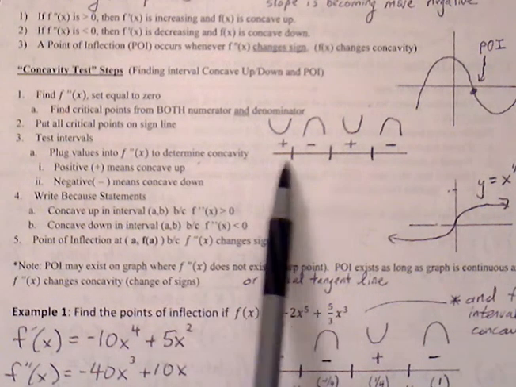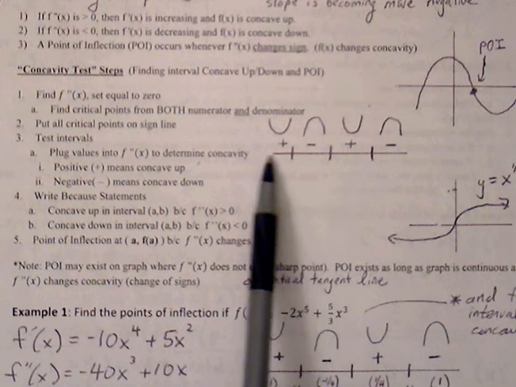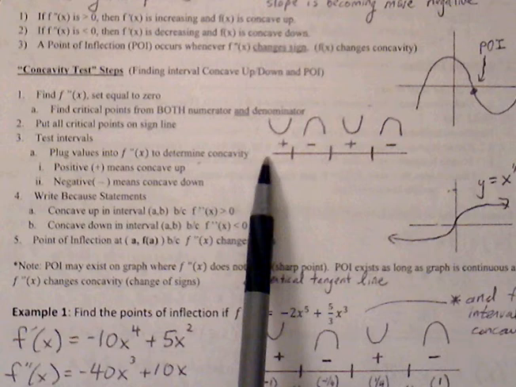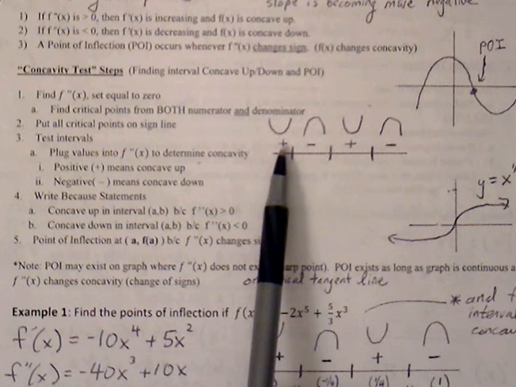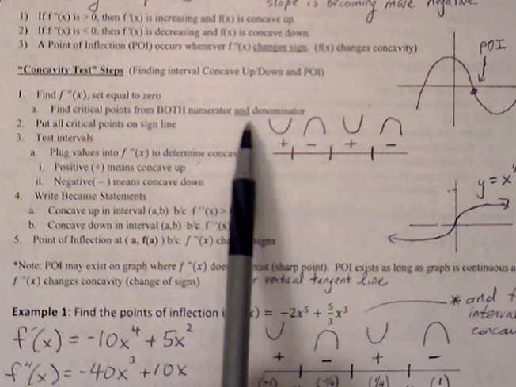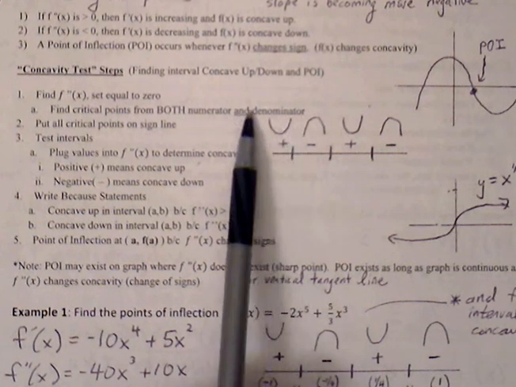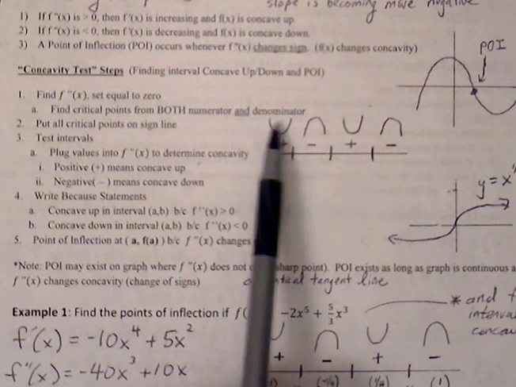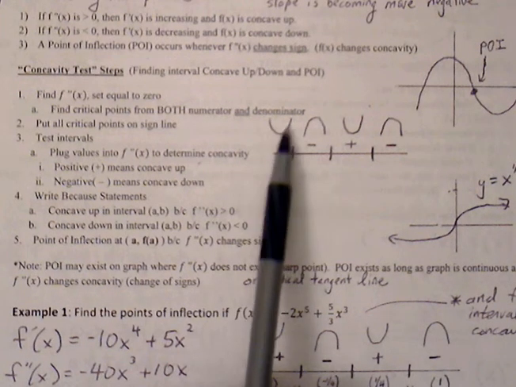So let's say we have 3 critical points, and in this region I chose a value to the left of the first critical point into the second derivative. In return, I get a positive. That means that this region of the graph will have concave up. And I use the parabola that opens up to indicate as a visual that the graph will resemble this shape.